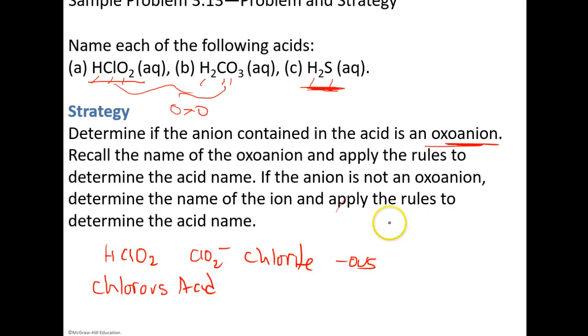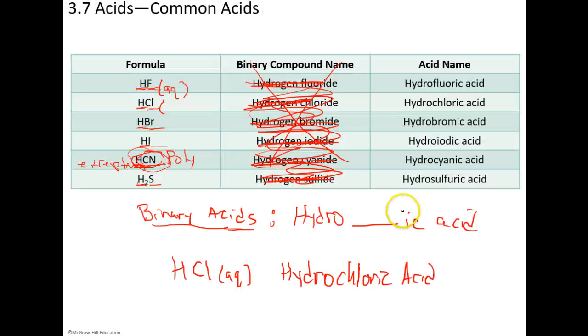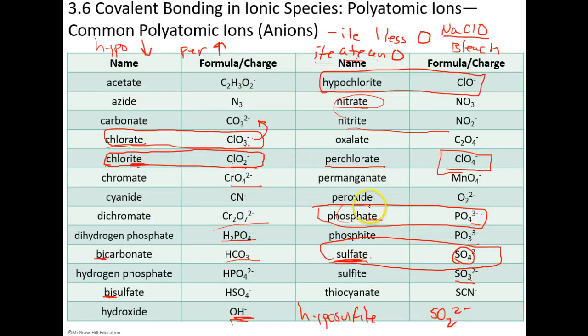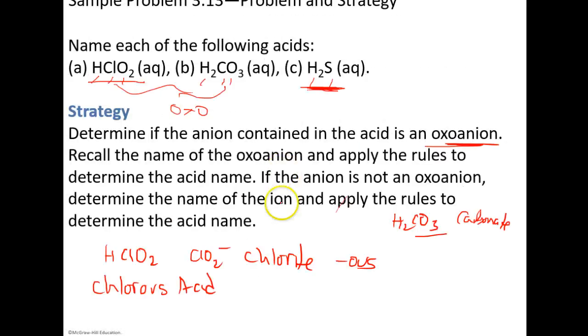All right, hopefully you got that. H2CO3. This is carbonate. How do I know that? I looked back on my list. Go back to your polyatomic chart. And the carbonate, carbonate... there it is. Carbonate right there: CO3 2 minus. So H2CO3.